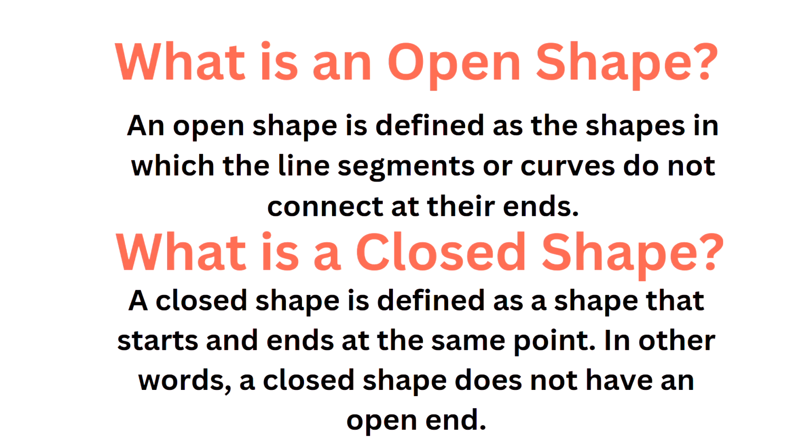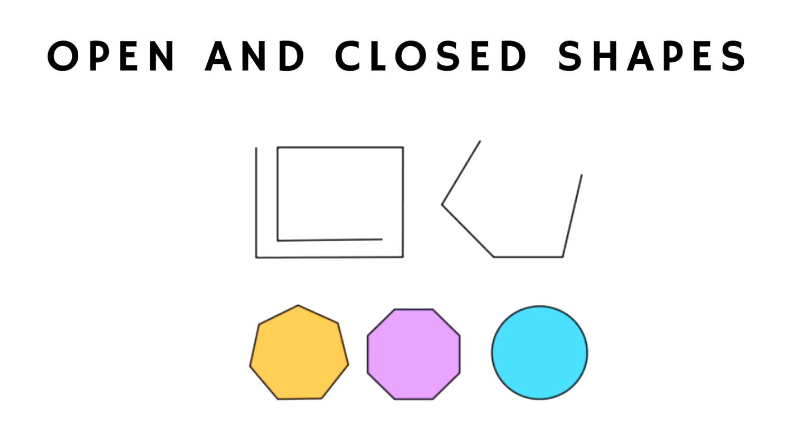Now we will see some examples. In this first shape, you can see its starting point is here, and when you move along the line segment, its ending point is here. So their end points are not meeting each other. That's why the first shape is an example of an open shape. The same goes for the next one, 1, 2, 3, 4. This is an example of an open shape because its end points are not meeting each other.